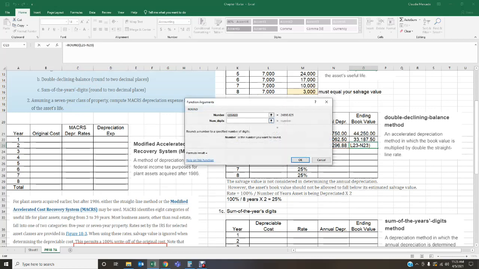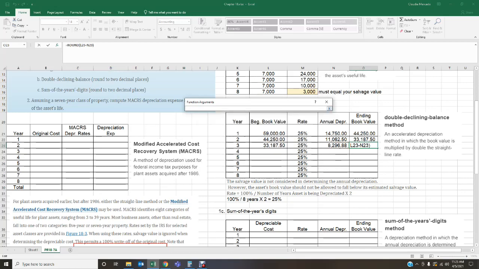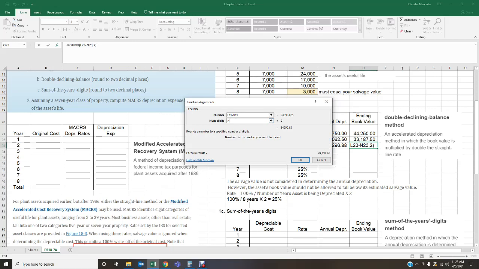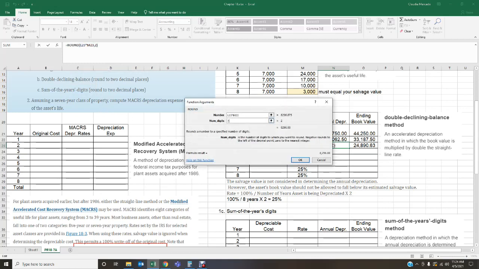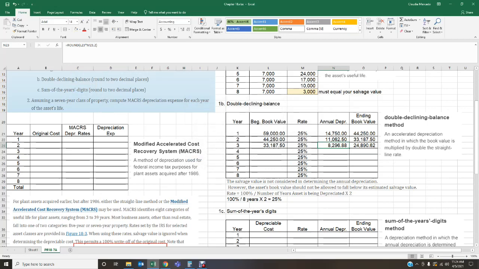Okay. So I'm going to round to 2 digits. And then this one, we should be using the round formula. That way it rounds up. This is something we need to remember when we're using Excel, the rounding issues, you see?